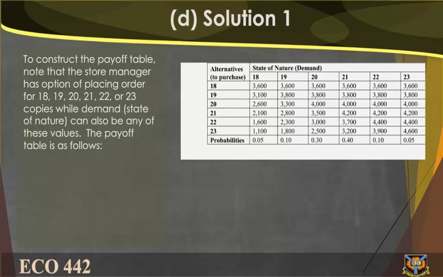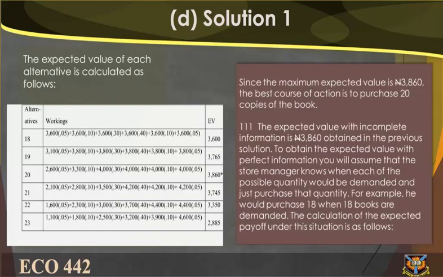D. Solution 1. To construct the payoff table, note that the store manager has the option of placing an order for 18, 19, 20, 21, 22 or 23 copies, while the demand state of nature can also be any of these values. The payoff table is as follows. The expected value of each alternative is calculated as follows. Since the maximum expected value is 3,860 naira, the best course of action is to purchase 20 copies of the book.